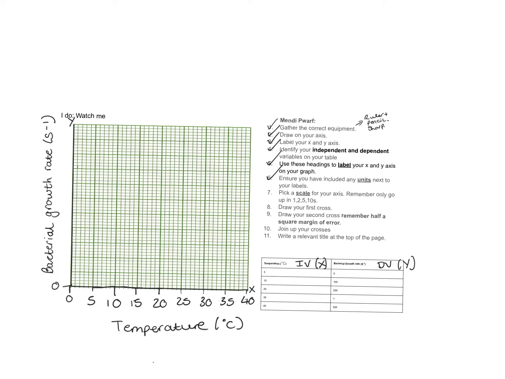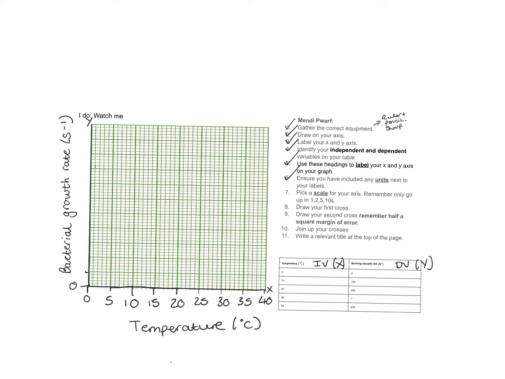Okay, so I've done that side. Then I need to think about going up the other side. So I need to get to 500. So 50 is going to work. 50, 100, 150, 200, 250, 300, 350, 400, 450, 500. Okay, so again, it wouldn't have been beneficial to go up in 100s because you're not going to hit the top mark and it's not going to look good. Okay, remember you want to fill as much of the page as possible.